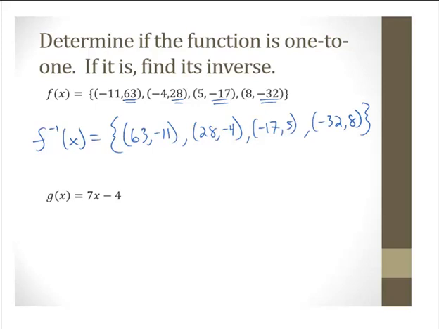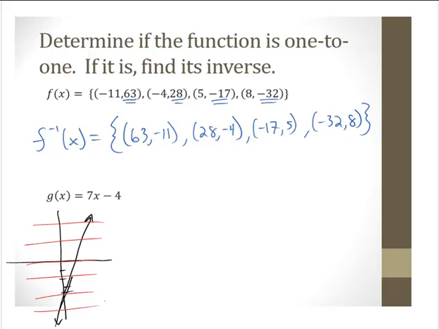g of x is 7x minus 4. Is it one-to-one? If it is, find its inverse. Well, just producing a brief sketch of this function, it is a linear function. 7x minus 4 would do something like that. There's g of x is 7x minus 4, and it appears to pass the horizontal line test. This is a one-to-one function.